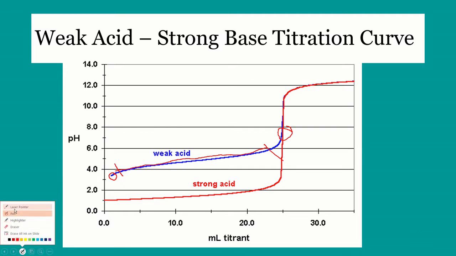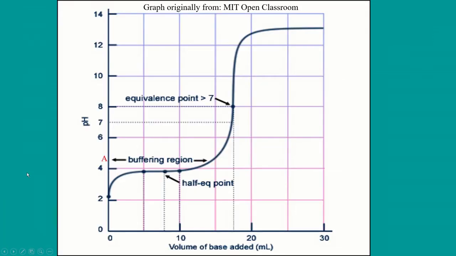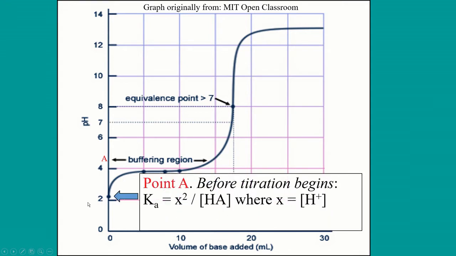So let's start talking about what that means. We have these areas on the graph here. We have pH graphed along our y-axis, and then volume of the base added. This is a weak acid. At the beginning, how you're going to do these calculations is, we haven't added any base yet. So the only thing in the solution is the acid.